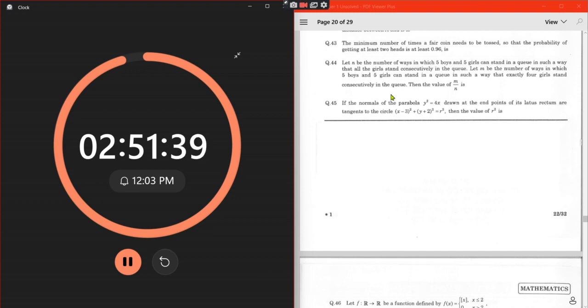Just 5 factorial for the girls, and then each of these boys you have to put, right? So 5 factorial will still remain, and 2 power 5 will remain in this. So that's n, and m is exactly 4 girls standing consecutively in the queue.